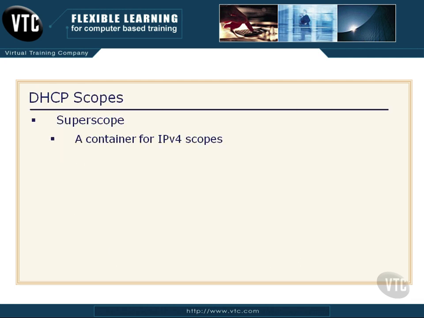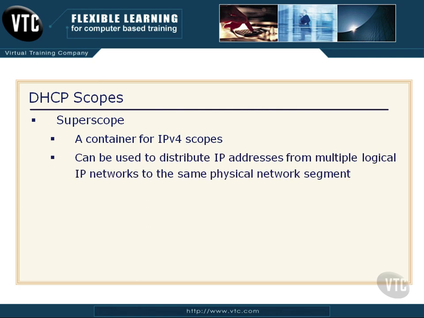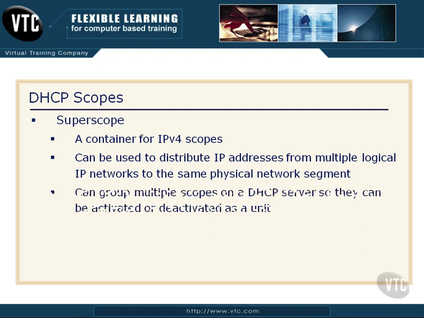Now, a superscope is simply a container object that we use for our IP version 4 scopes, and this lets us group a number of scopes together. And we can use this to distribute IP addresses from multiple logical IP networks to the same physical network segment. We can group multiple scopes together on a server so we can activate or deactivate all those scopes at one time as a unit. It really just gives us more global access to our scopes.